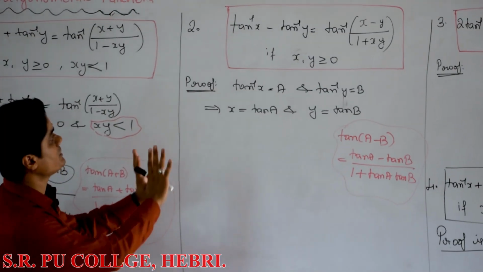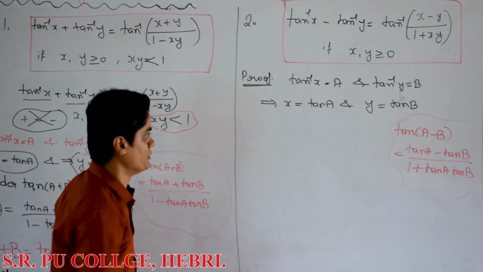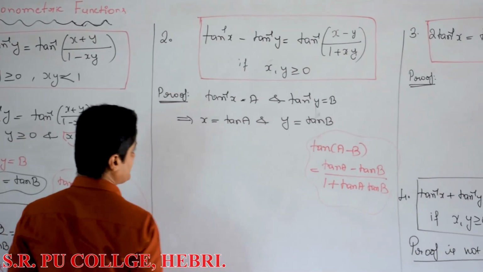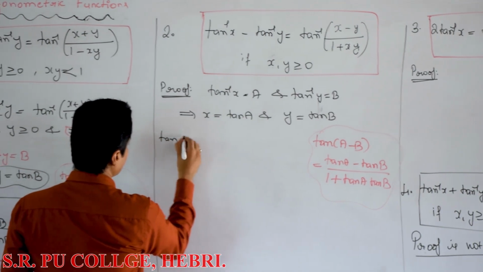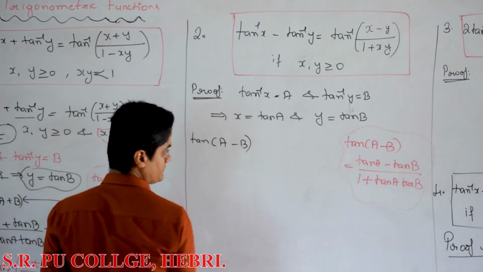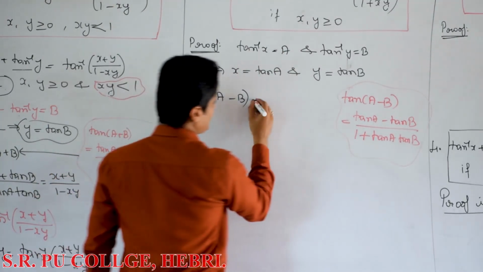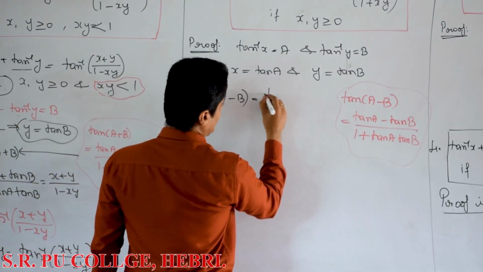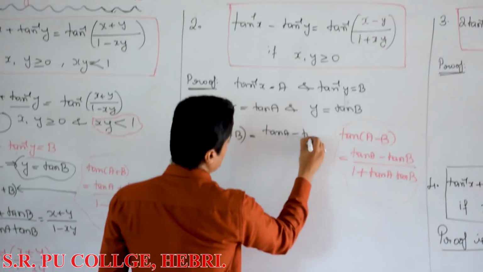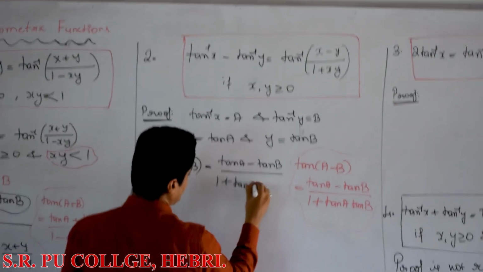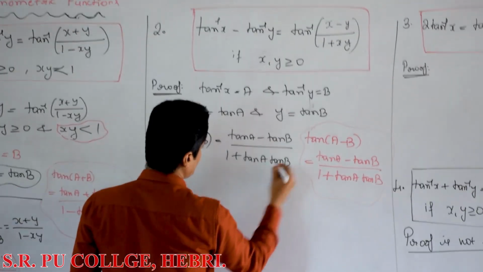So here the only restriction is that both x and y should be positive. So the proof is already started. Using this result, I can rewrite the given problem like this. I took this as a, this as b, and I'm considering tan of a minus b. Using the result, it becomes tan a minus tan b divided by 1 plus tan a into tan b. Now substitute back.